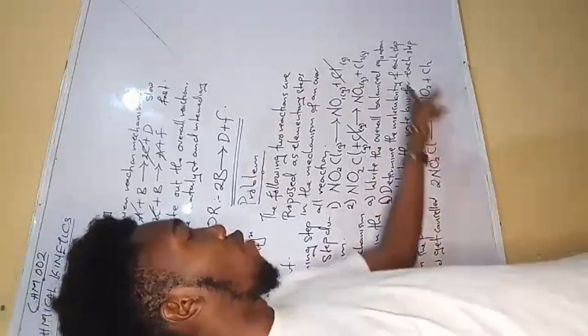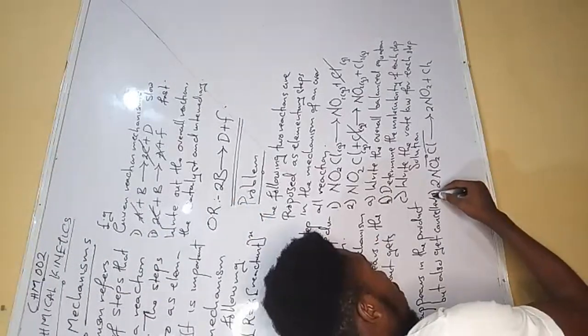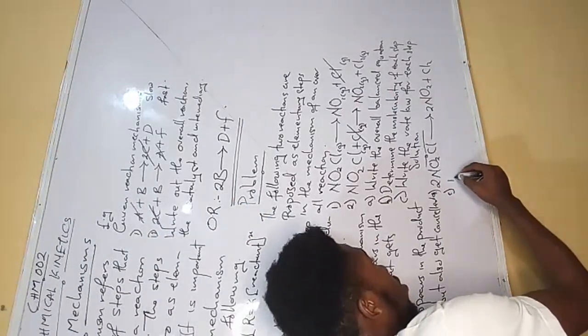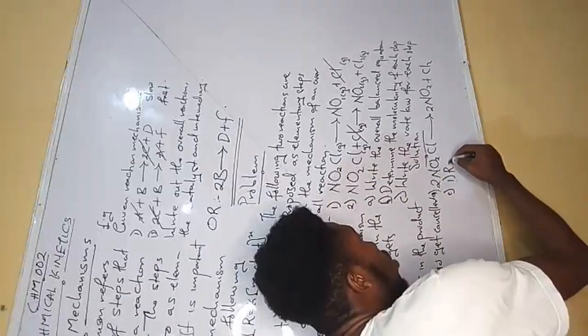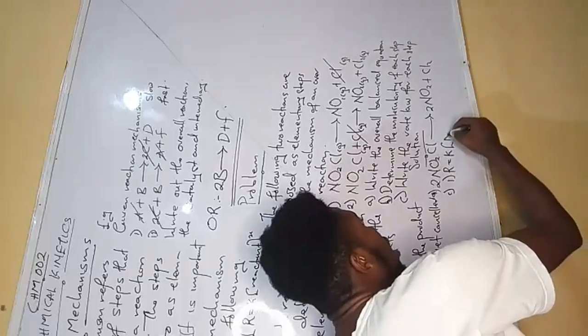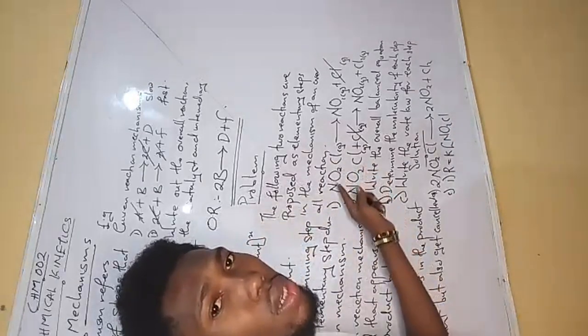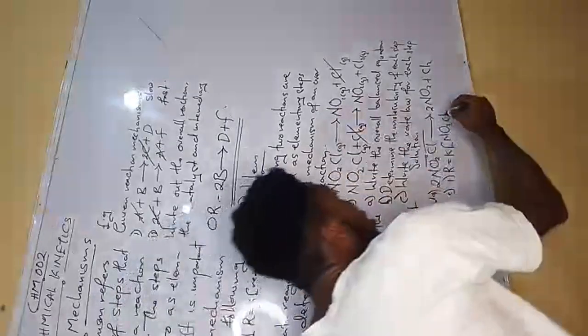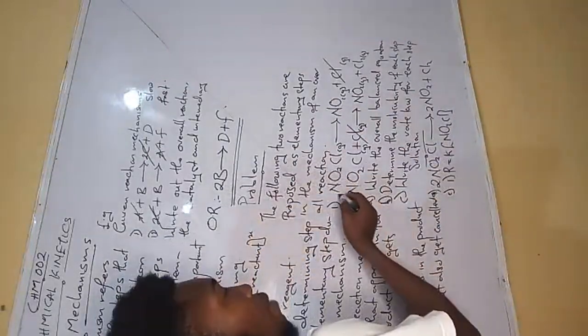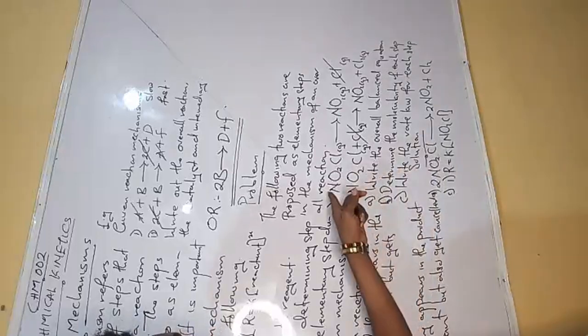Then part C, write the rate law for each step. The rate law for the first step will be R equals K NO2Cl. Remember, when you're writing rate law, you're only using the reactant side. So this is the reactant, raised to the power of how many moles were there? 1. So raised to the power of 1. This is the rate law for the first elementary step.